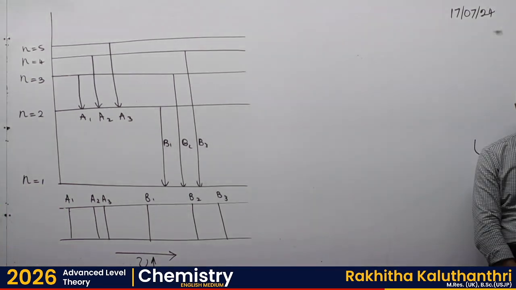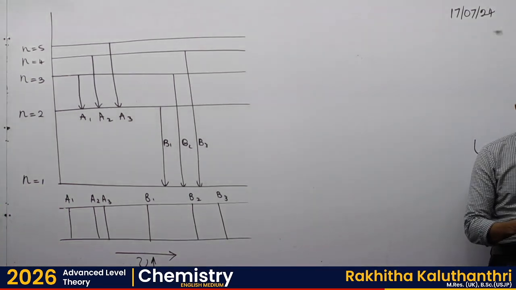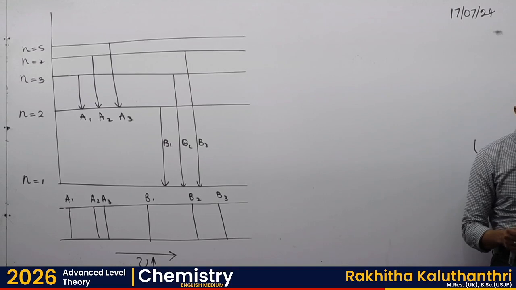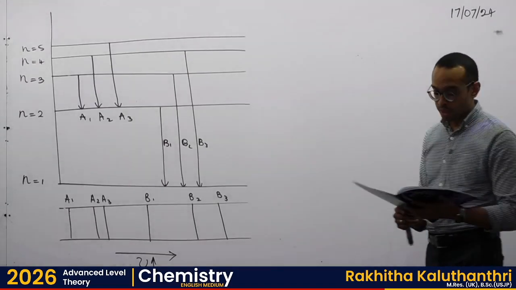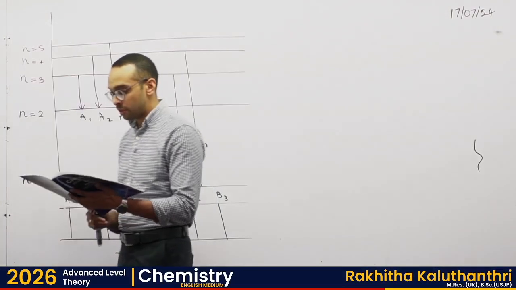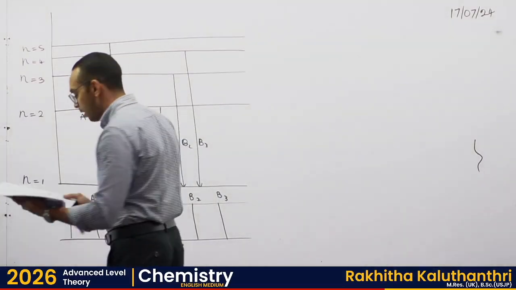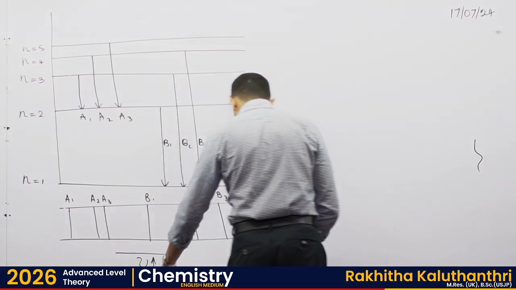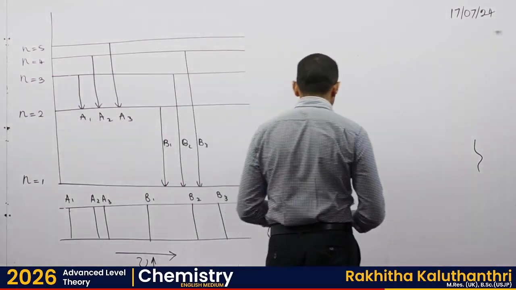Done? Simple one. So let's discuss this. That is such a simple question. So they are asking us, indicate with arrows the electronic transitions that could occur between the above energy levels and which are responsible for emission lines in A, the infrared region, B, visible light region, and C, ultraviolet region.